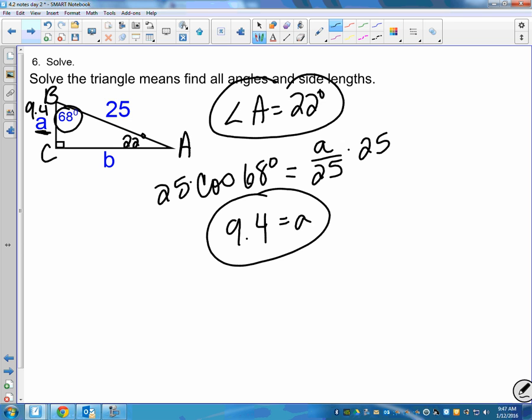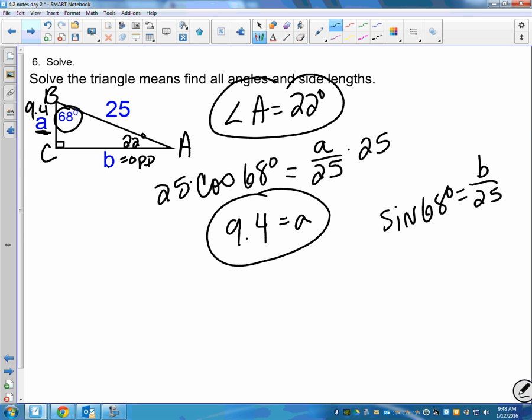So for me, to find side b, it's the exact same problem, except now, 68 degrees compared to b, this is now the opposite side, right? So instead of cosine of 68 degrees, what could I set up? I could say the sine of 68 degrees equals the opposite side, which is b over 25. Since I have a calculator, to me, this is easier than Pythagorean theorem. But it's not wrong if you said 9.4 squared plus b squared equals 25 squared, and you subtract it over and you take the square root.